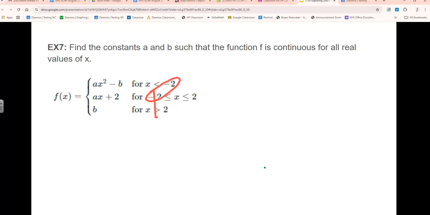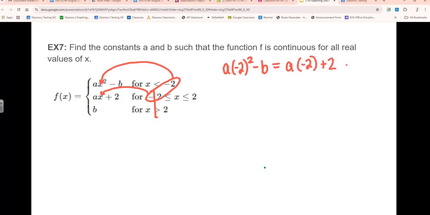So if I plug in, and I'm going to shortcut this, I'm not going to do limit notation because we got a lot of things to think about here. If I plug in -2 for the x in both of these equations, I should get something that's equal if this is going to be a continuous function, right? So that means a times -2 squared minus b should equal a times -2 plus 2.